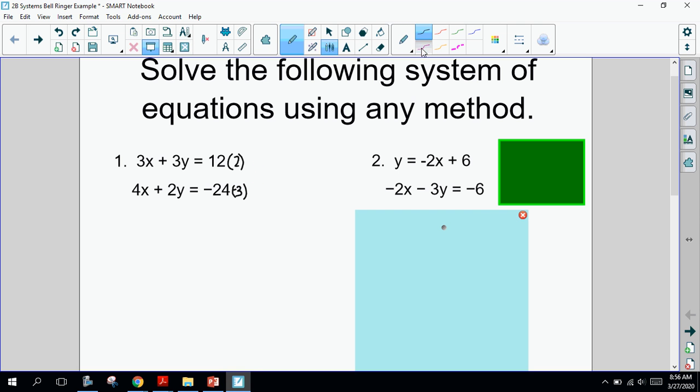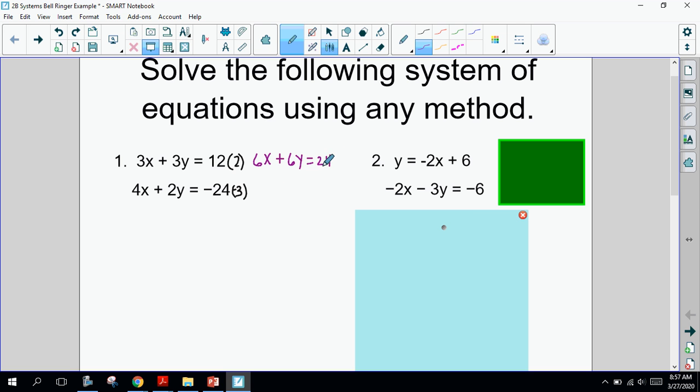So let's go ahead and do this. I multiply through. 2 times 3x is going to be 6x. Continuing, 2 times 3y is plus 6y. So every term has to get multiplied by this number that I'm multiplying by. So 12 times 2, this is equal to 24.